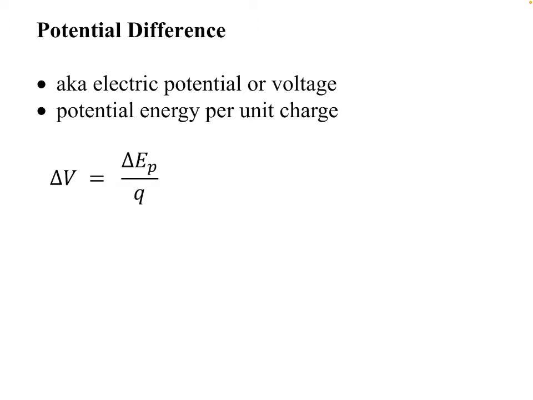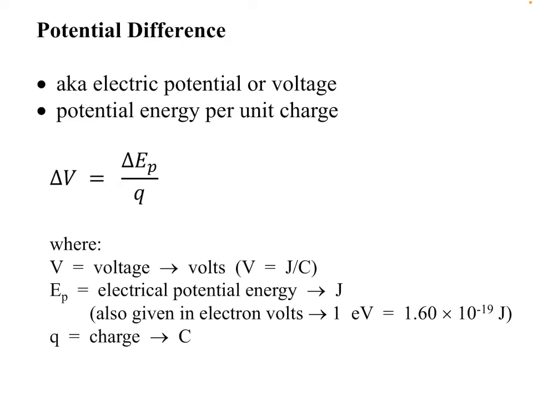Potential energy divided by the charge, where V is voltage, or delta V is the change in voltage. So that's measured in volts, which is technically joules per coulomb, but we give it a special name called volts. E_P is your electric potential energy. So that's a type of potential energy we've never really looked at, so we're going to go into what that means.